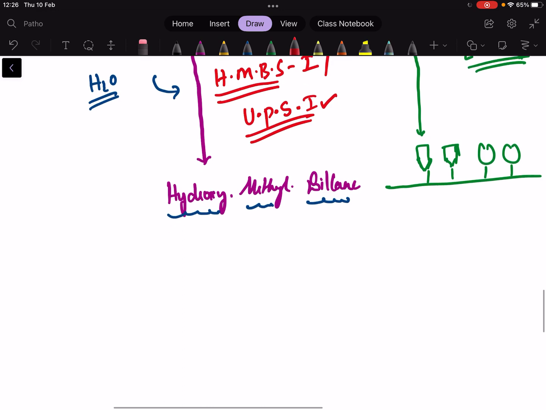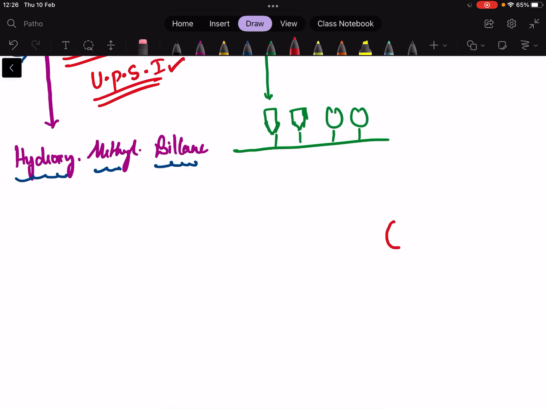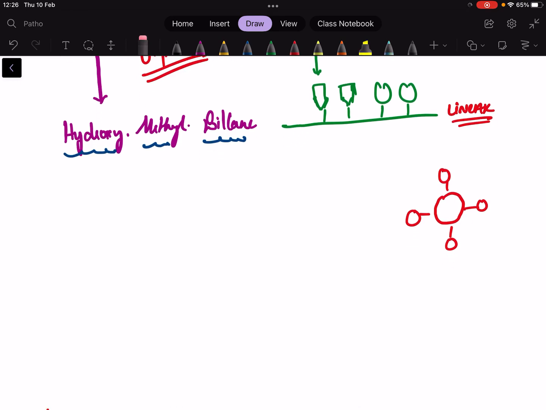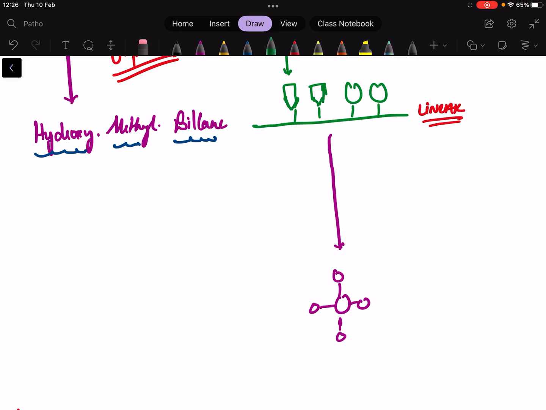So now we have formed a compound called hydroxymethylbilane, but we know that in order to make a porphyrin ring, the pyrrole rings should be arranged in a cyclic manner, right? Like this. So obviously we have to make this linear tetrapyrrole into a cyclic manner. So the next step is going to make this linear polymer into a cyclic one, and this step is called cyclization of tetrapyrrole rings.